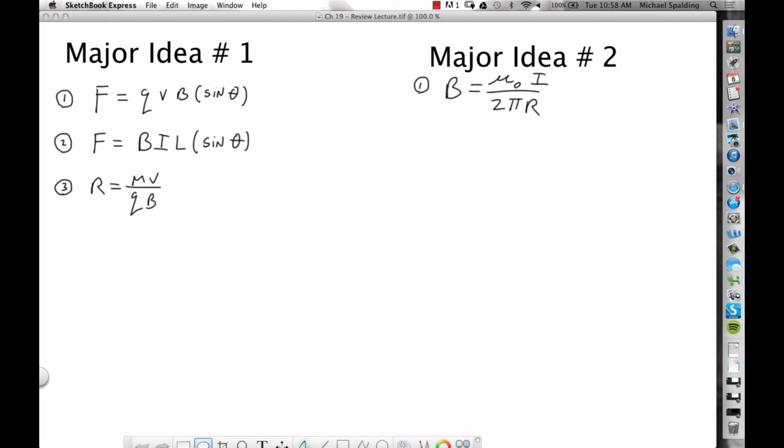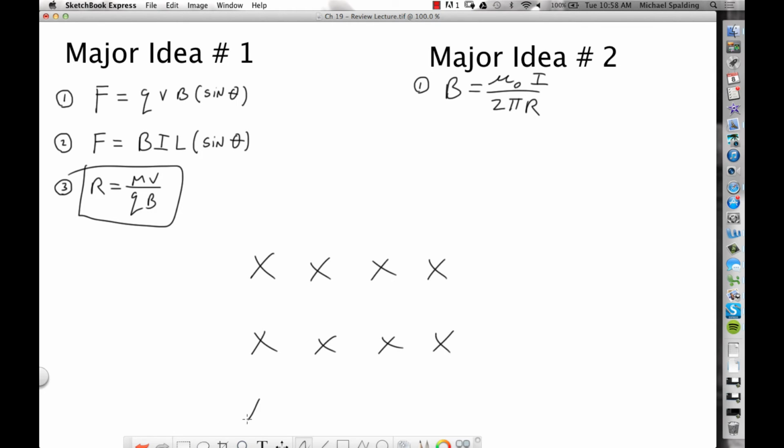Okay, let's refer to this. The last thing I want to talk about is this equation here, R equals mv over qB. This is the equation for when you have a charged particle traveling perpendicular to a magnetic field. Again, this represents a region, a region of magnetic field going in.